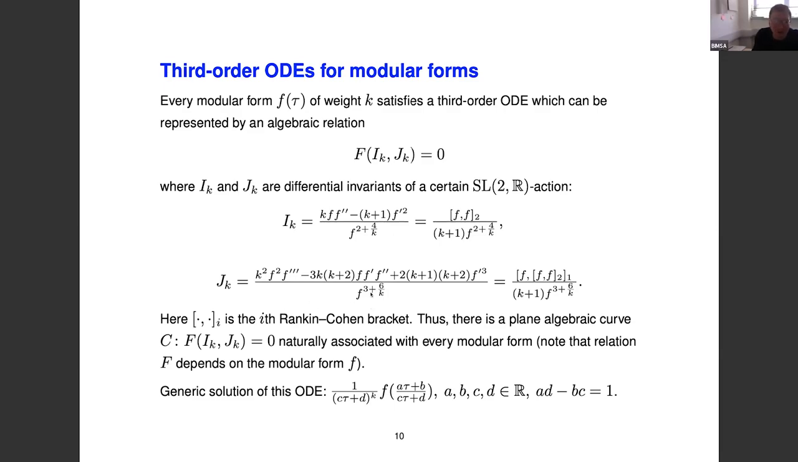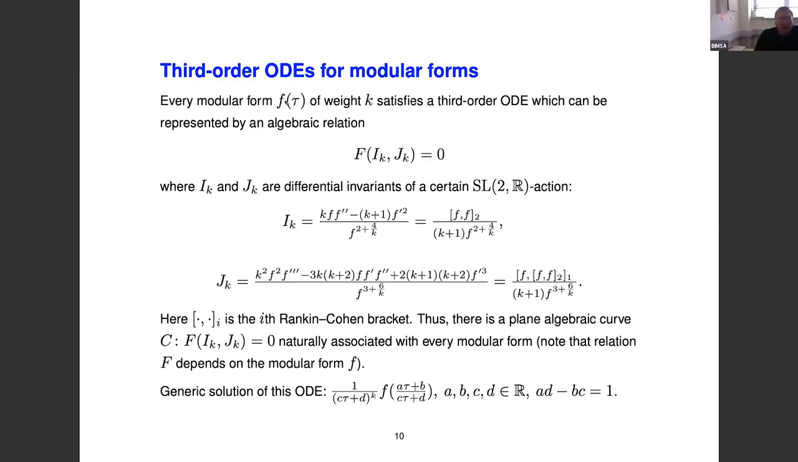So every SL2(R) invariant ODE is an expression of this form. It's an expression connecting these two invariants. What is important for modular forms is that this equation must be an algebraic relation. Right, so it's some polynomial of I_k and J_k. So every modular form f of tau of weight k satisfies a relation of this kind. And this relation obviously is an ODE of third order, because you see we have f triple prime here. So it's a third order ODE.